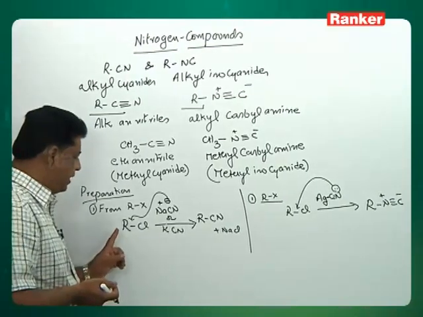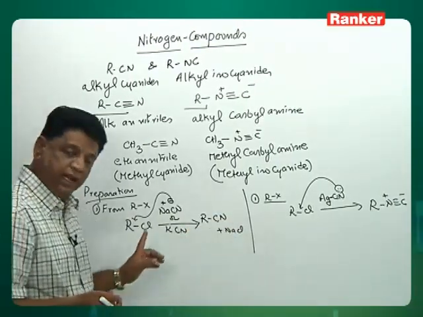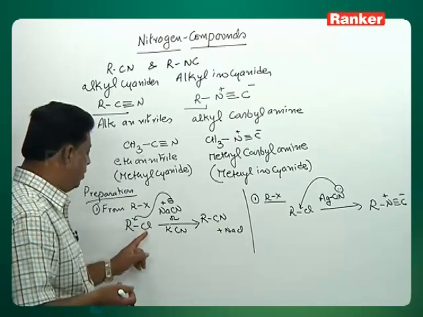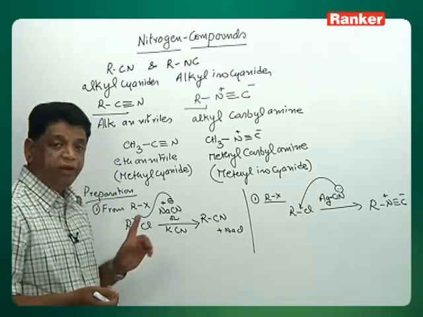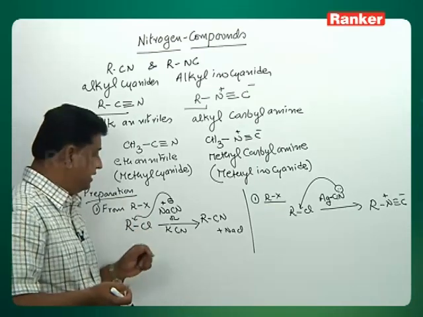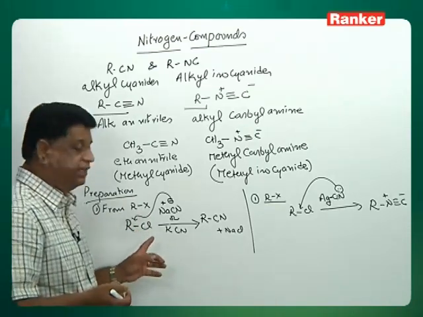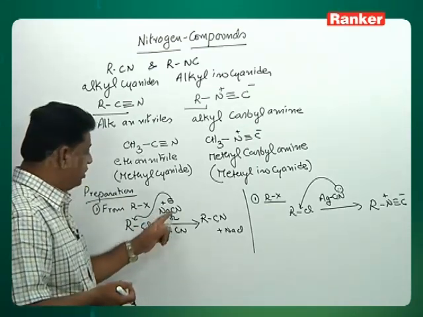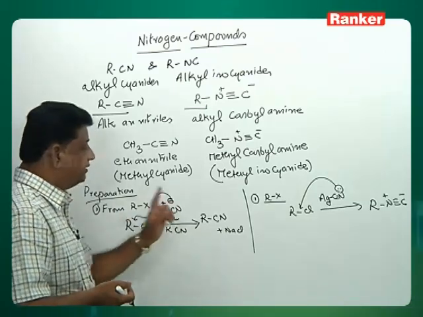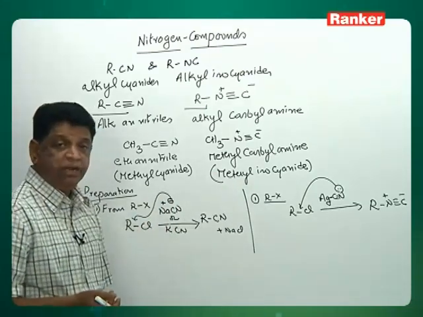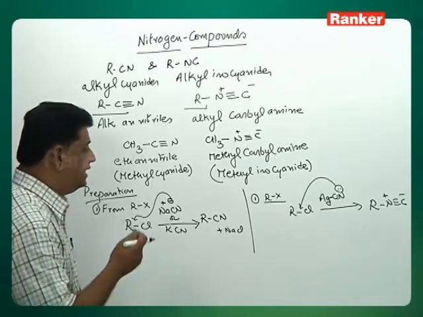Now we have one comparison: both starting materials are alkyl halides. You can take chloride, bromide, or iodide. If you take iodide, the reaction is very fast, but cost-wise the preferable one is chloride. So both potassium and sodium salts give the cyanide, whereas if you take silver cyanide, the isocyanide, NC, is the product.